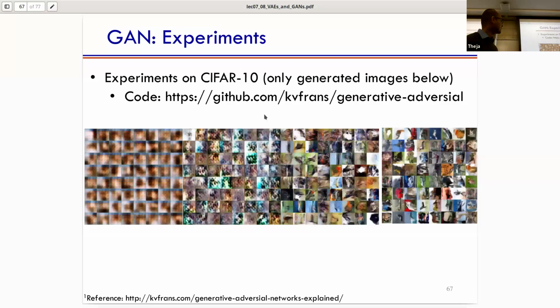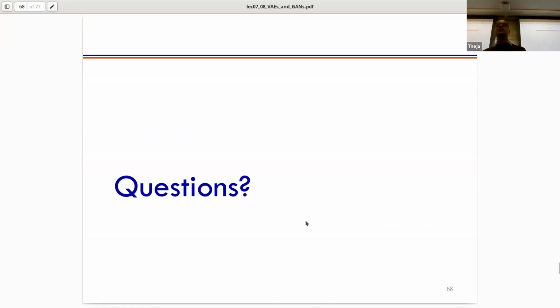Here I think it's going from left to right. It's just showing an improvement in generated images as a function of training. Any questions here?